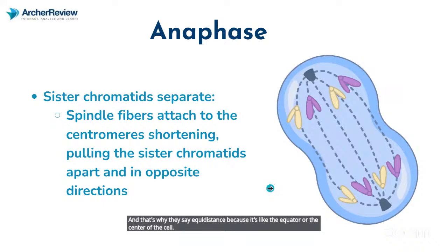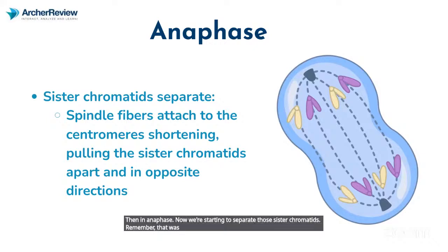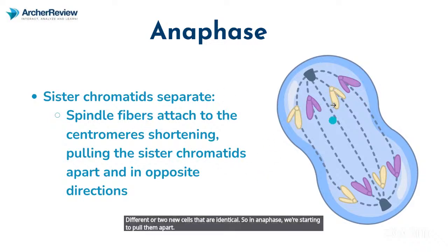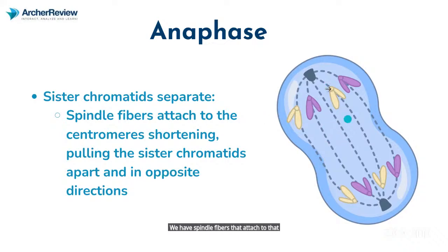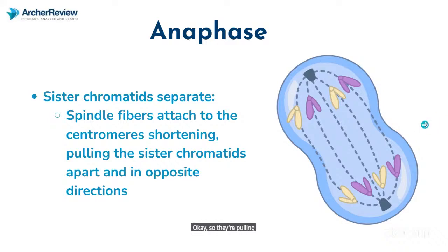Then in anaphase, now we're starting to separate those sister chromatids. Remember, that was copies of the same DNA, identical DNA on each side. And so we want to send one of the chromatids to one side and the other chromatid to the other side, because ultimately our goal is two new cells that are identical. So in anaphase, we're starting to pull them apart. We have spindle fibers that attach to that centromere, and that's what's doing the pulling. They're pulling them in opposite directions.